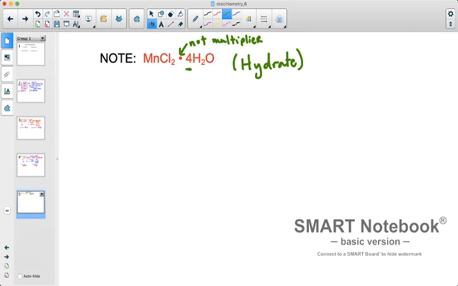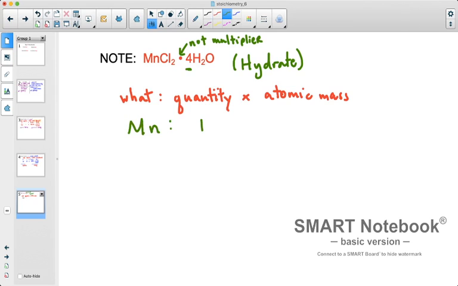But if I wanted to find the formula mass, it still works the same exact way. I still need to know what I have. I still need to know the quantity. I still need to multiply by the atomic mass. And I'm going to take that to 2 decimal places and then find the sum. So it works the same way. So let's do this. I have Mn. I have one of them. And when I check the mass on the periodic table, it's 54.93.